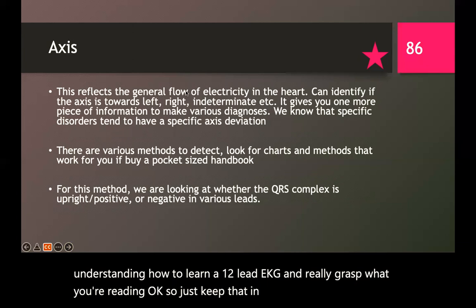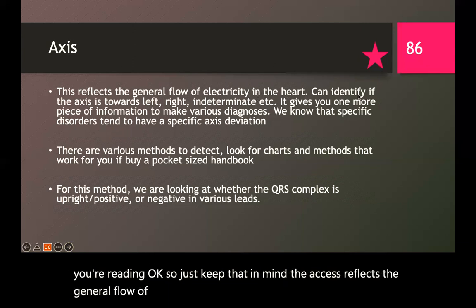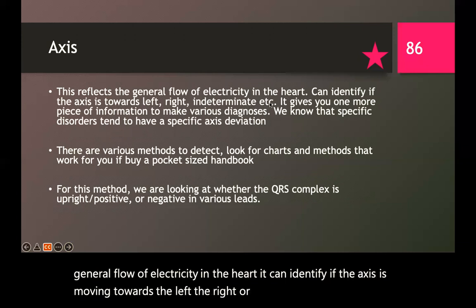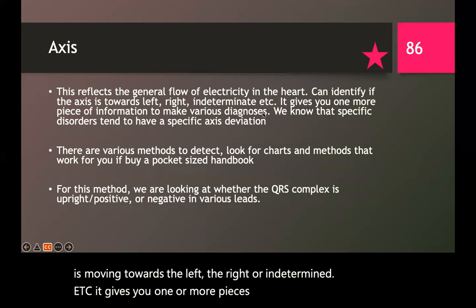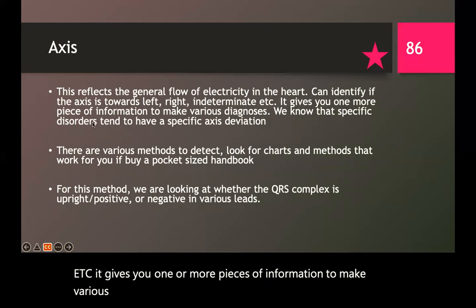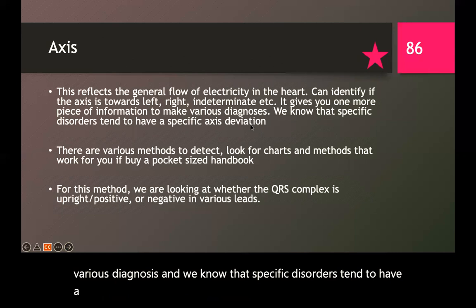The axis reflects the general flow of electricity in the heart. It can identify if the axis is moving towards the left, the right, or indeterminate, etc. It gives you one or more pieces of information to make various diagnoses, and we know that specific disorders tend to have a specific axis deviation, like we just talked about before with pregnancy.